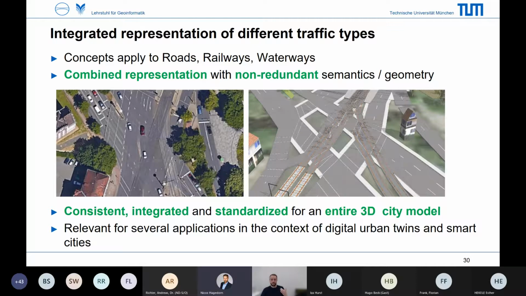And this is important to have a consistent, integrated and also standardized way for an entire 3D city model to be modeled, which can be relevant for several applications, as I hope to show you later on.